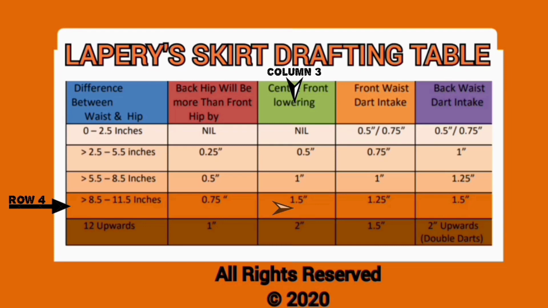22.5, while the back remains at 24, a difference of 1.5 inches, which shows that this person is well endowed at the back. So as the buttock raises the back upwards, there wouldn't be any seeming difference at the hemline. It will still look equal. Then the front waist dart intake, that's column 4, will be 1.25 for the front, while the back dart intake will be 1.5, creating enough room for the buttocks.